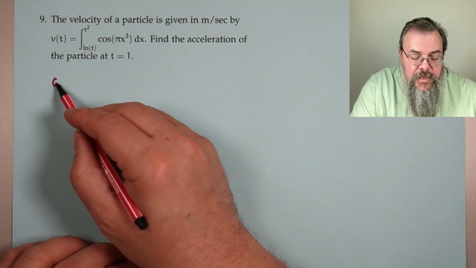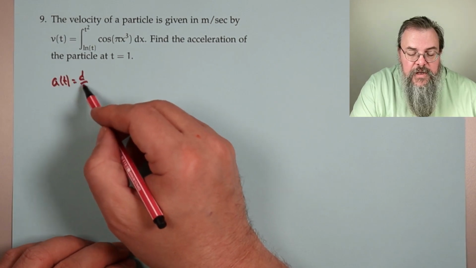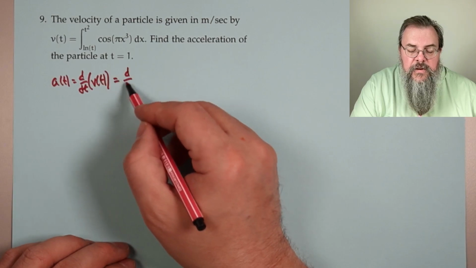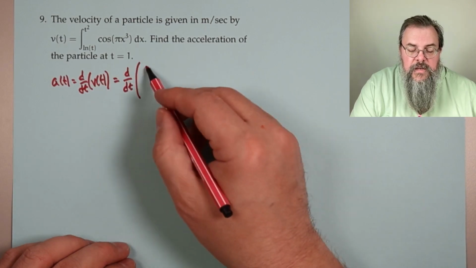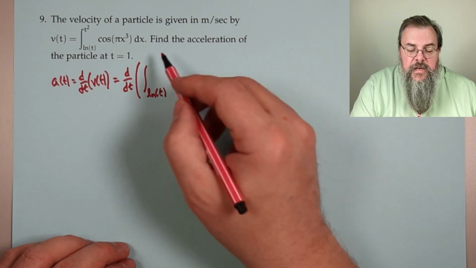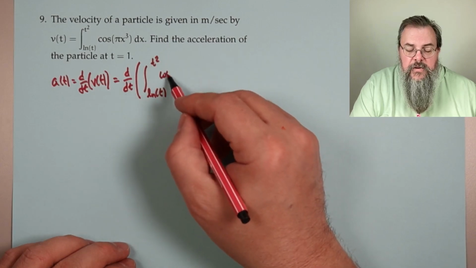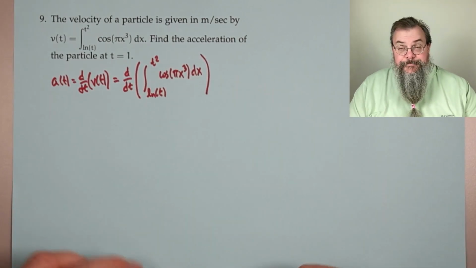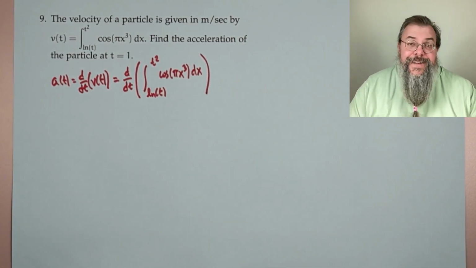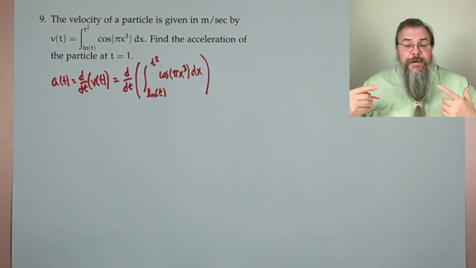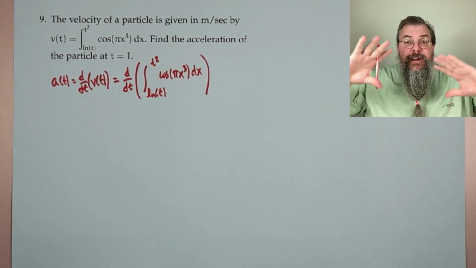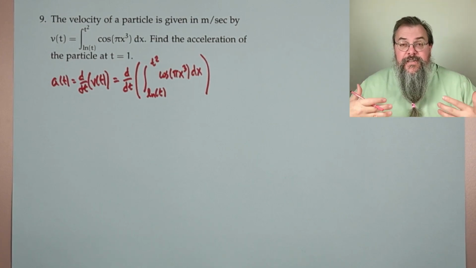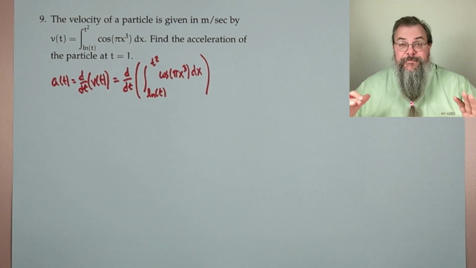So acceleration of t is the derivative of velocity of t, which is the derivative of the integral from log of t up to t squared of cosine pi x cubed dx. Now, we're going to take this derivative. I want to point a couple things out. There's a couple things that might make people uncomfortable. I just want to point it out loud, because the sooner we recognize it, the quicker we can say, that's okay, we can deal with it.